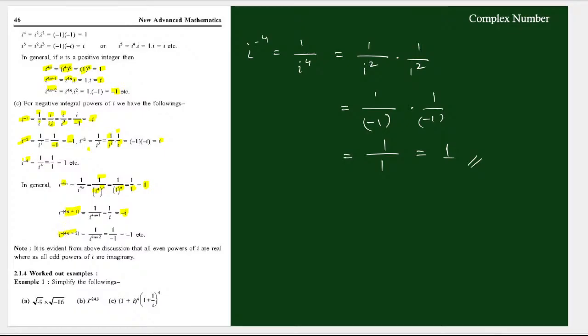i to the power minus 4n plus 2. So what happened? 1 by i to the 4n plus 2. You can break it: i to the 4 into i square. i to the 4 is 1, i square is minus 1. So 1 into minus 1 gives us negative 1. So the result is similar to this one, right? The only difference is this one.